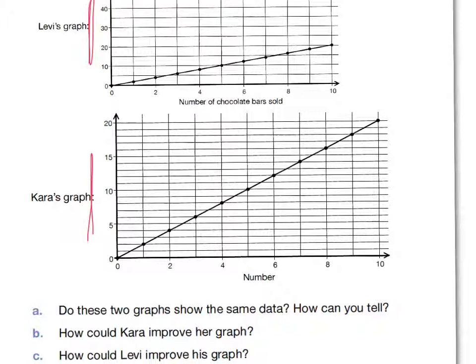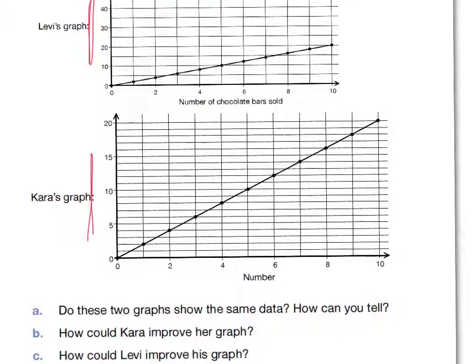If that's the case, then why do they look so different? Why does this one look like it's going way up and this one look like it's just going a little bit up? What do you see that's making that difference? Press pause and turn and talk to your elbow partner. What is causing that difference?